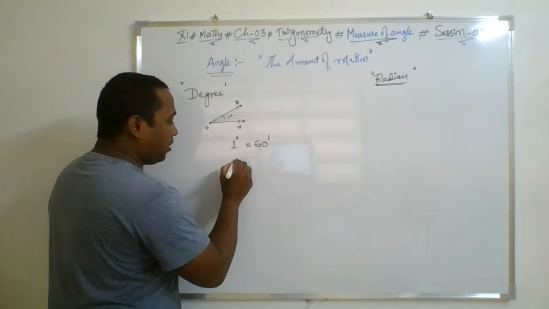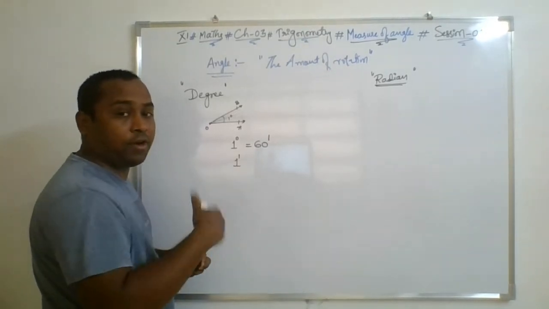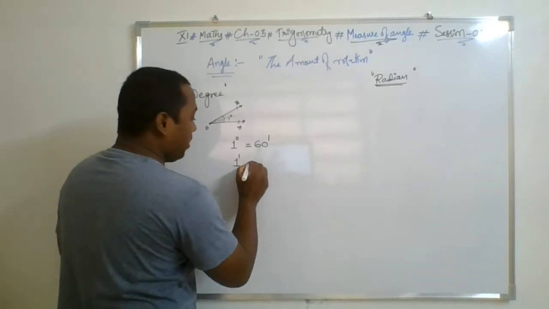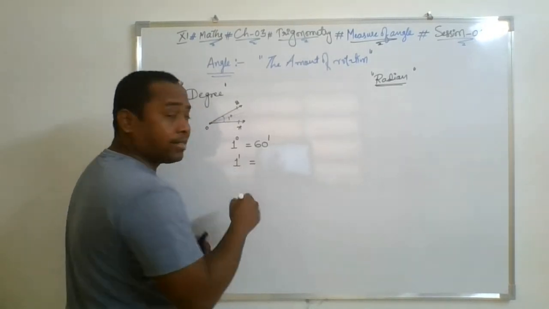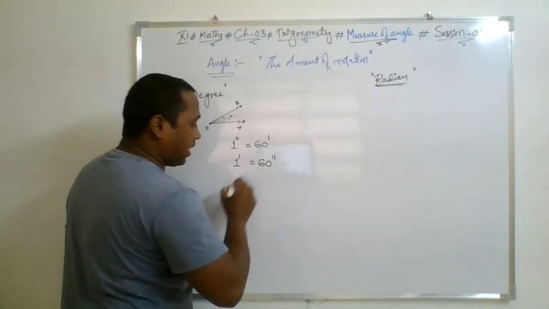Similarly, further, 1 minute angle is further divided again into 60 equal parts. Then each part is known as a second, so that is equal to what? 60 seconds.